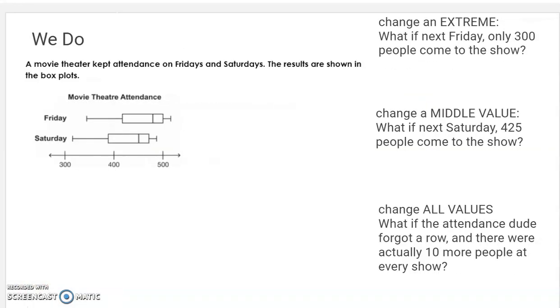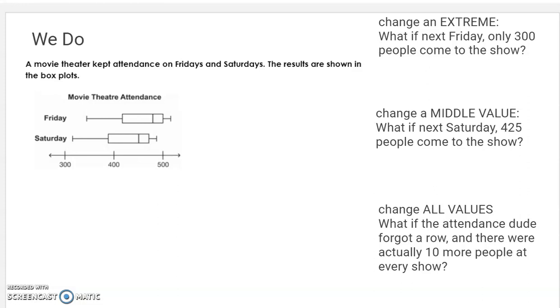Let's do an example of each of those together real quick. This says a movie theater kept attendance on Fridays and Saturdays. The results are shown below. We don't know how many are in the data set. Doesn't tell us here. This could be 10 different days. It could be 20. It could be 100. It could be 1,000. We have no idea. So movie theater kept attendance on Fridays and Saturdays. Here's what they found. So let's talk about some changes to this.